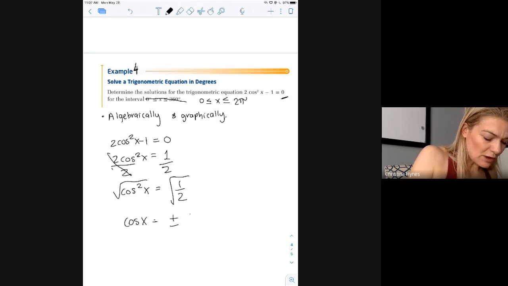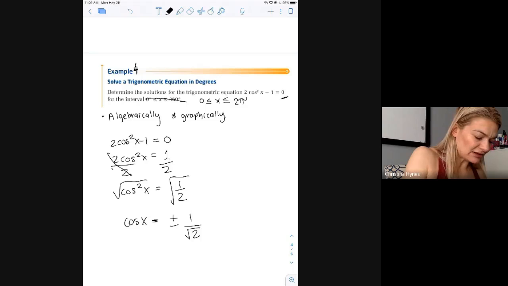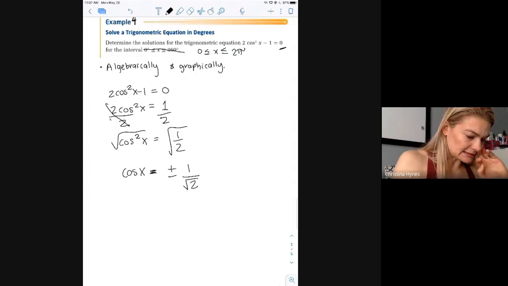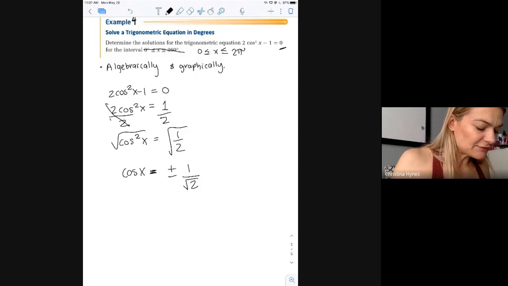Square root of 1 is 1. And then square root of 2, you need to leave it as square root of 2 for now. Okay, you can always rationalize it, but it's not really crucial for finding your answer. So you can leave it like this. So we need to find out x, where positive or negative is equal to 1 over square root of 2.